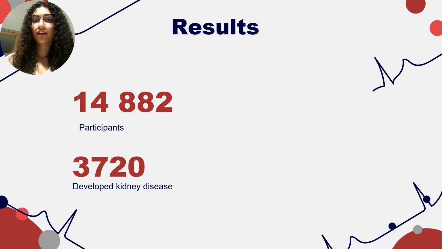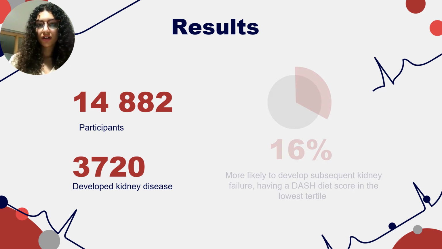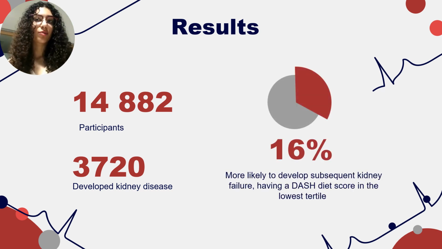During the 23-year follow-up, 3,720 participants developed kidney disease. Those in the lowest tertile of the DASH diet adherence were 16% more likely to develop kidney disease compared to those in the highest tertile, and this was evaluated at a 95% confidence interval of 1.07 to 1.26 with a p-value of less than 0.001.